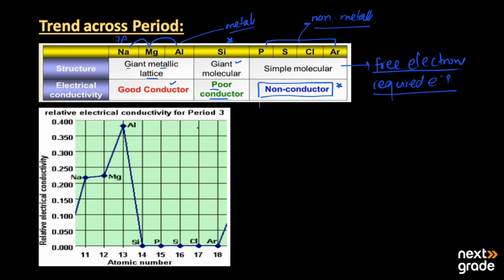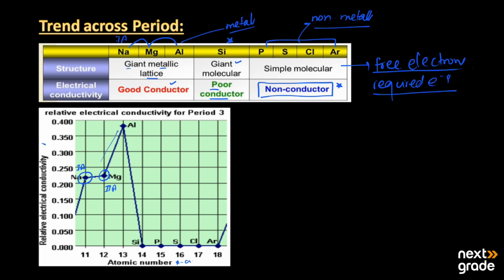When we look at their relative conductivity, along the x-axis there is the atomic number and along the y-axis we have the relative electrical conductivity. First we have sodium and then magnesium. There is a little bit of change because sodium is an alkali metal from group 1A and magnesium is an alkaline earth metal from group 2A. Then we move to aluminium, group 3.